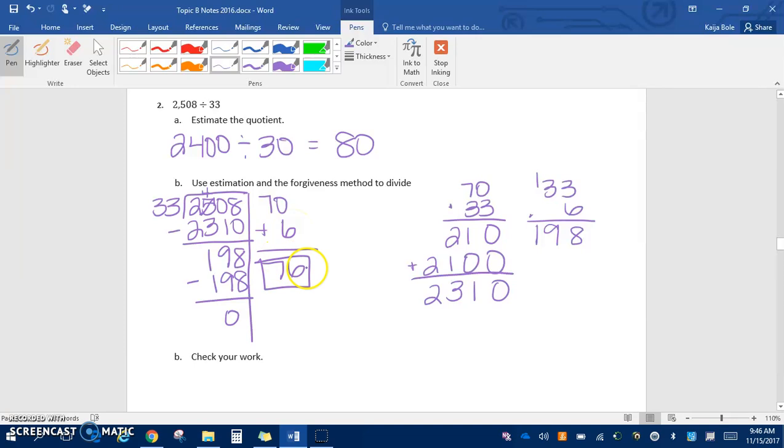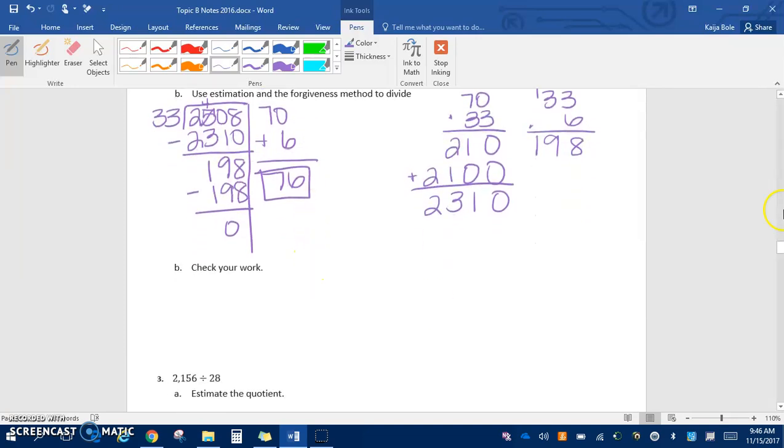So now when we go down here to check it, we are going to do 76 times 33. 3 times 6 is 18. 3 times 7 is 21, plus 1 gives us 22. Put the 0 for the placeholder. 3 times 6 is 18, carry the 1. 3 times 7 is 21, plus 1 is 22.